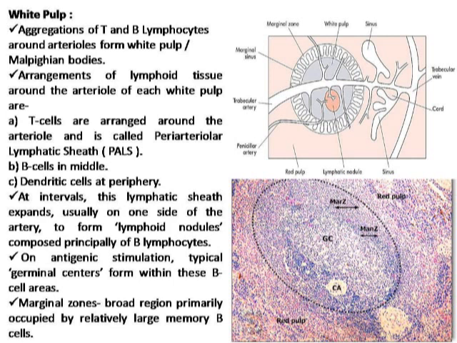This marginal zone basically is a broad region primarily occupied by relatively large memory B cells, which gives a light impression after routine staining. And here the follicles are separated by very irregular capillary blood vessels called the marginal sinus.